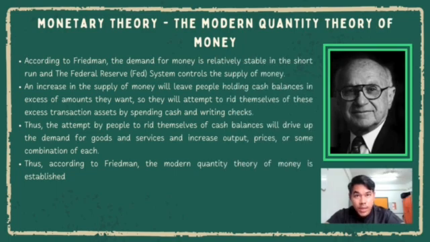In monetary theory, the next topic is the modern quantity theory of money. According to Friedman, the demand for money is relatively stable in the short run, and the Federal Reserve (FED) system controls the supply of money. An increase in the supply of money will leave people holding cash balances in excess of the amount they want. So they will attempt to rid themselves of this excess transaction asset by spending cash and writing checks. According to Friedman, the modern quantity theory of money is established, and the attempt by people to rid themselves of cash balances will drive up the demand for goods and services and increase the output, prices, or some combination of each.